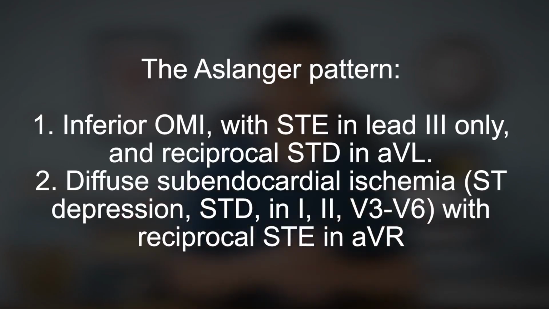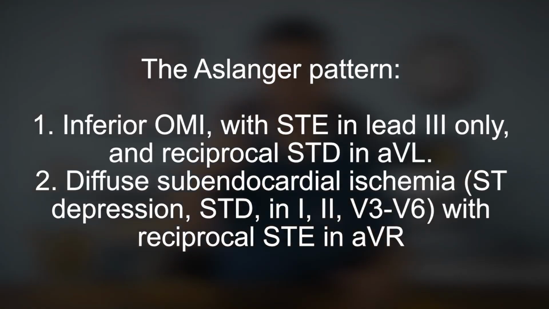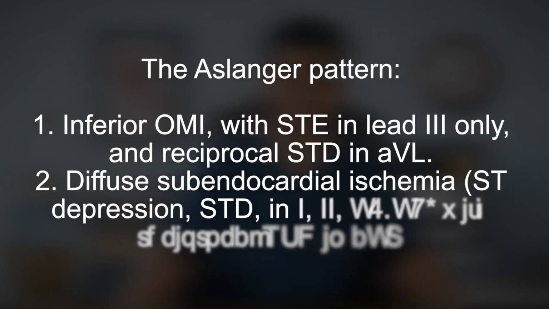Now, this pattern of inferior occlusion MI and diffuse subendocardial ischemia is called the Aslanger pattern, which means inferior occlusion MI with ST elevation in lead 3 only and reciprocal ST depression in aVL, and diffuse subendocardial ischemia where there is ST depression in 1, 2, V3 to V6 with reciprocal ST elevation in aVR.